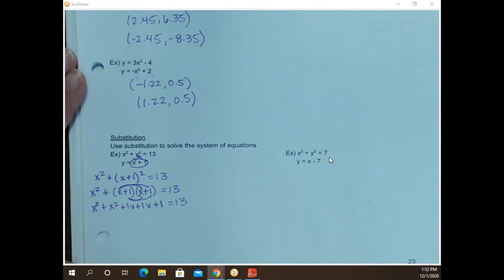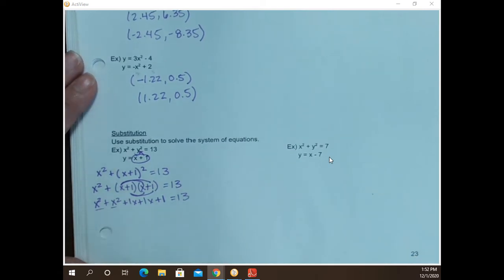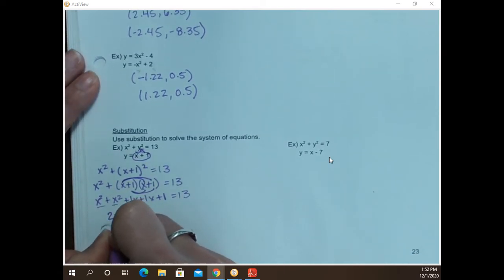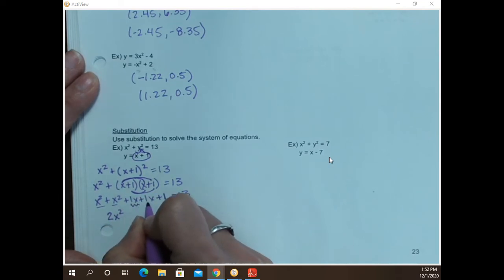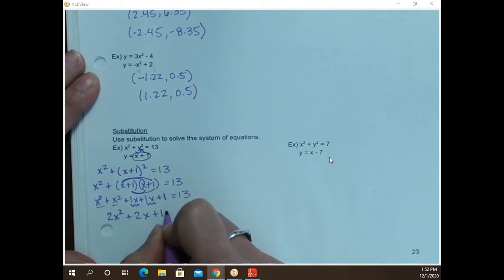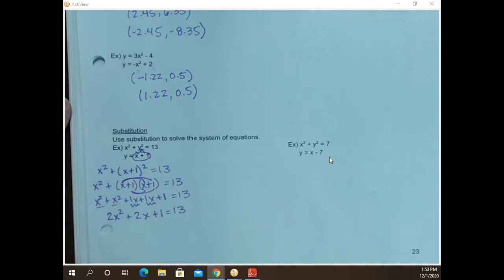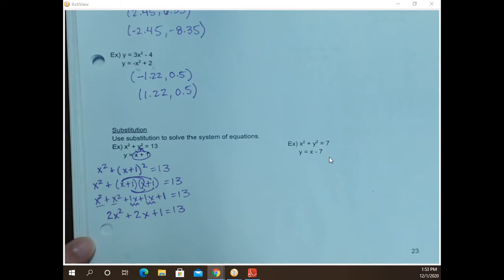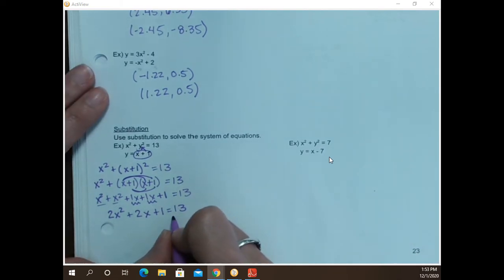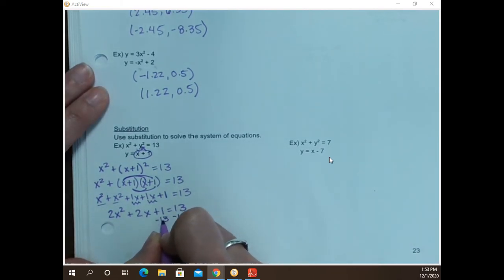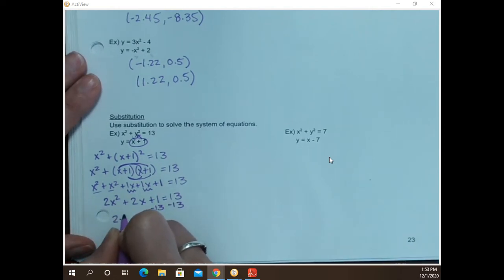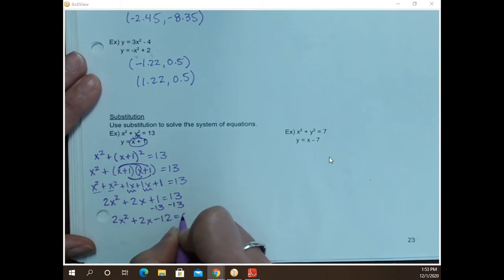From here, I'm going to start combining like terms. So I've got 2x squared terms. That means I have 2x squared. I've got 1x plus 1x. That would be 2x plus 1 equals 13. Now I've got a quadratic equation, so I want to use one of my quadratic solving methods. If I move the 13 to the other side, this is something that is factorable. I'm going to go ahead and move that 13 over so I can factor it. So 2x squared plus 2x minus 12 equals 0.